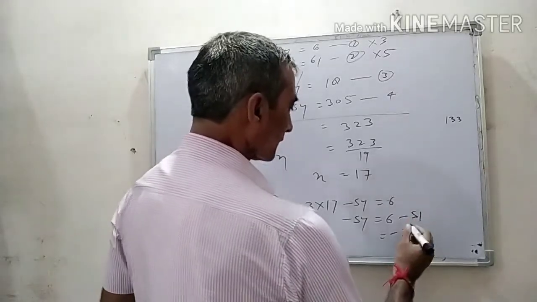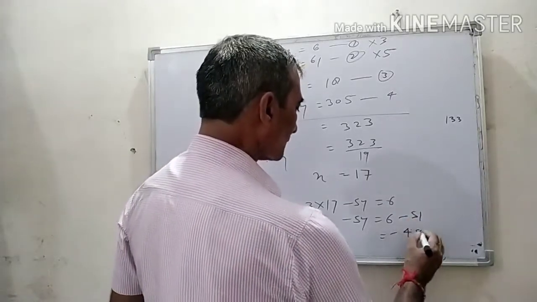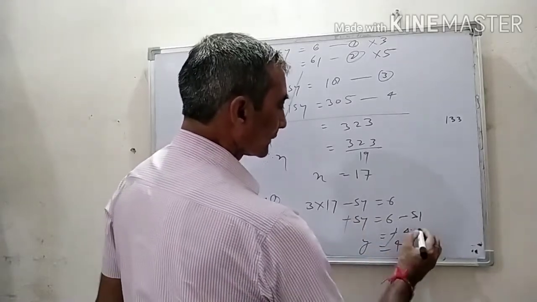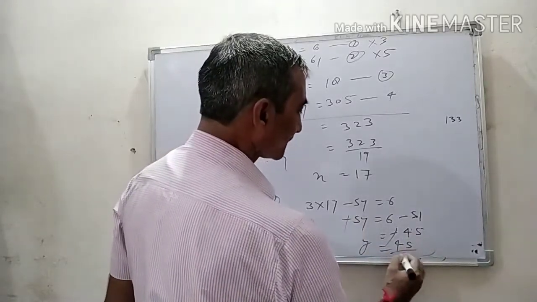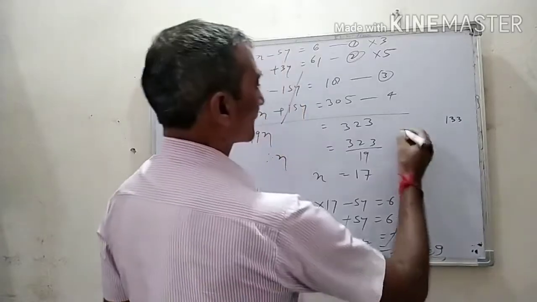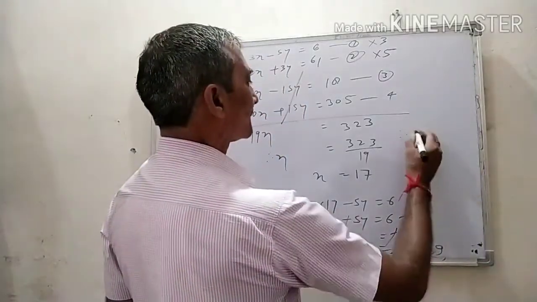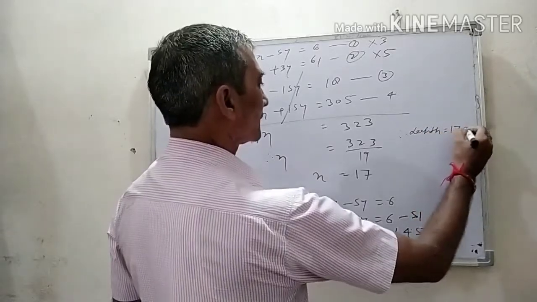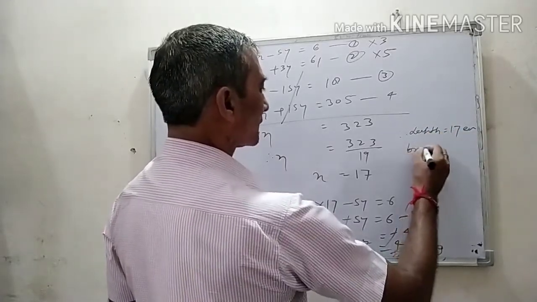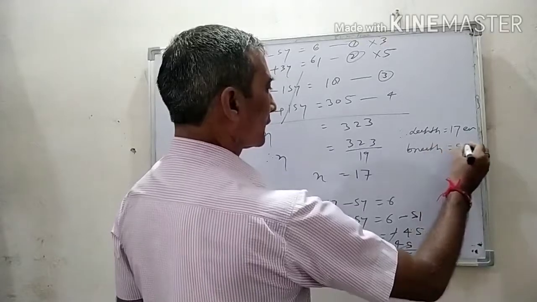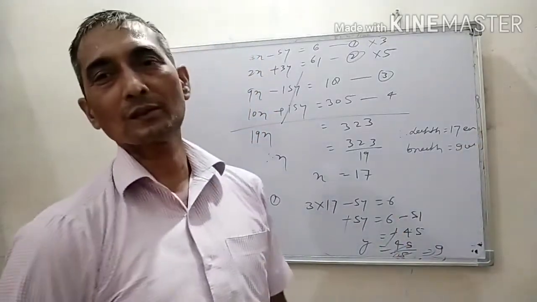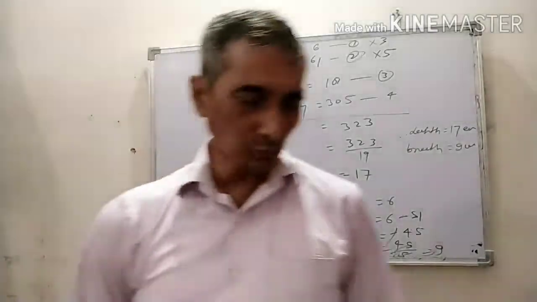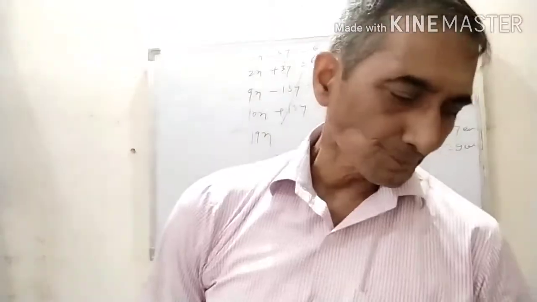This will be cancelled and y is equal to 45 by 5, that is 9. So length is 17 units and breadth is 9 units according to the question. So the second part of the question is also solved.